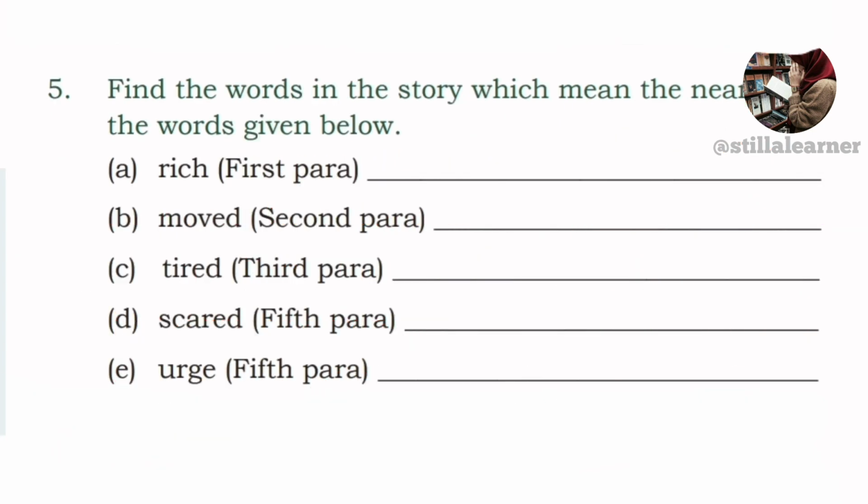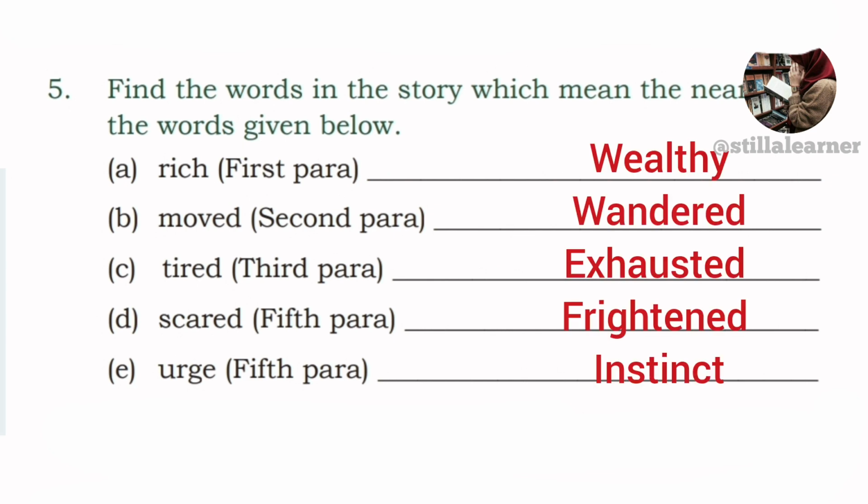Next question is, here some words are given and we have to find the nearest meaning of the given word from the paragraph given in the brackets. Okay, for rich, from the first paragraph, wealthy is the correct answer. For moved in the second paragraph, the nearest meaning of moved is wandered. From the third paragraph, tired nearest meaning is exhausted. The nearest meaning of scared from fifth paragraph is frightened. Urge nearest meaning from fifth paragraph is instinct.